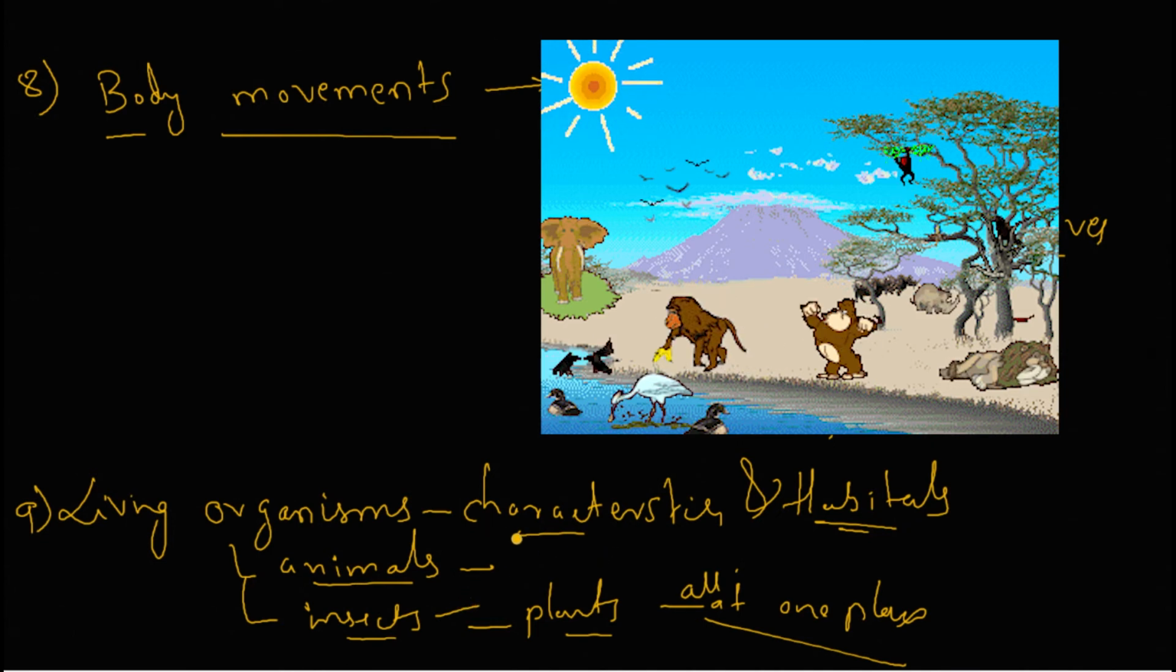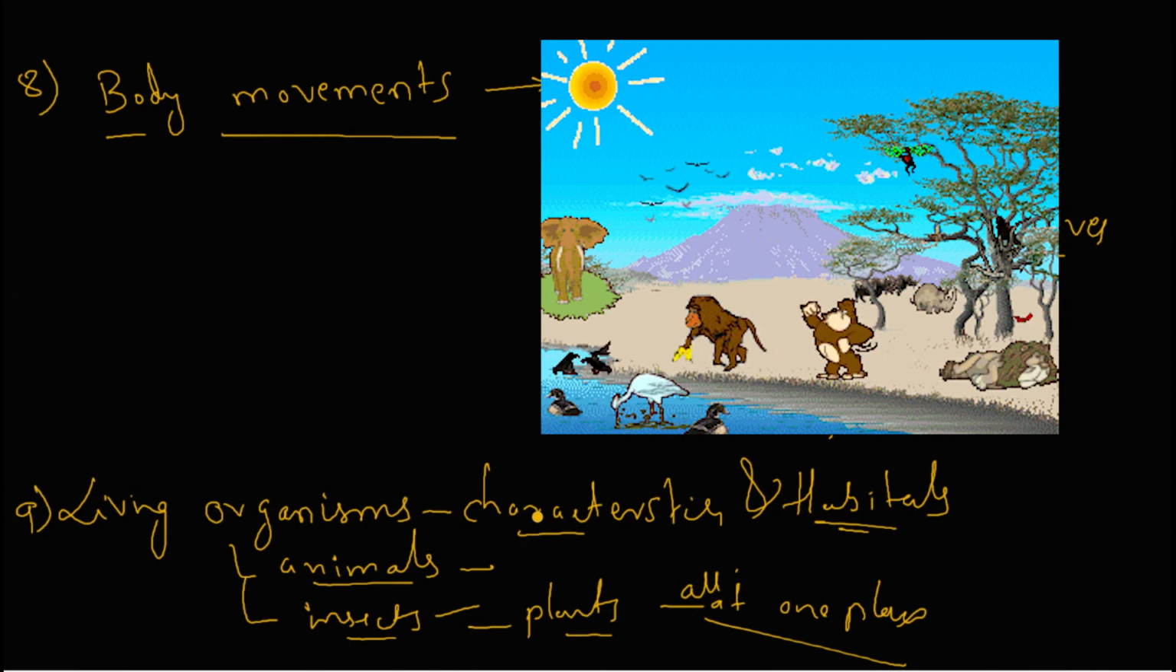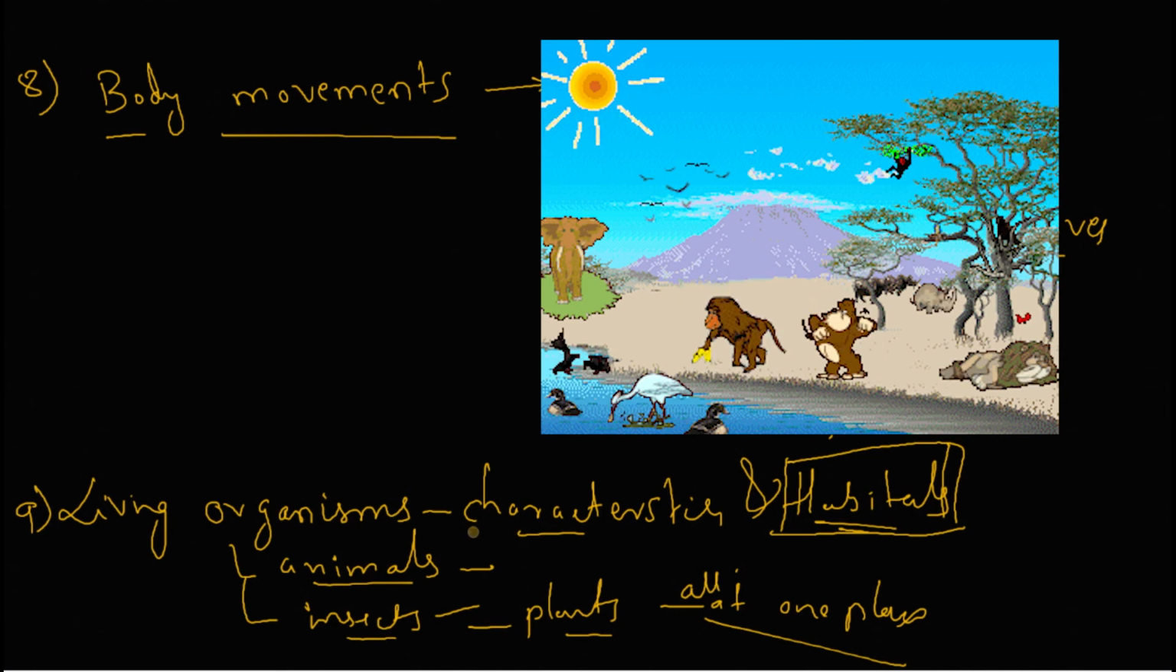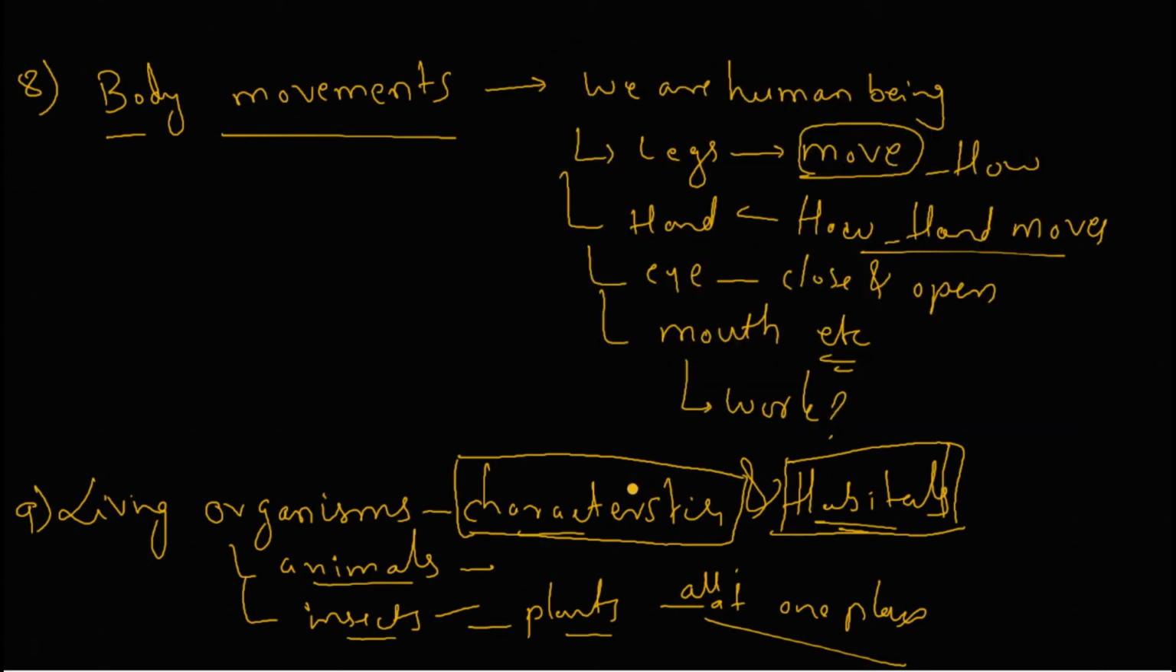They have separate environment, separate color, separate weather required, and in that weather only those respective animals, insects and plants will grow. That environment is called the habitat. In that habitat, what animals, insects and plants grow, and what are their characteristics? Characteristics means what kind of animal it is and what its behavior is. We are going to study all those things in the living organisms chapter. In chapter number 10, an interesting chapter starts.